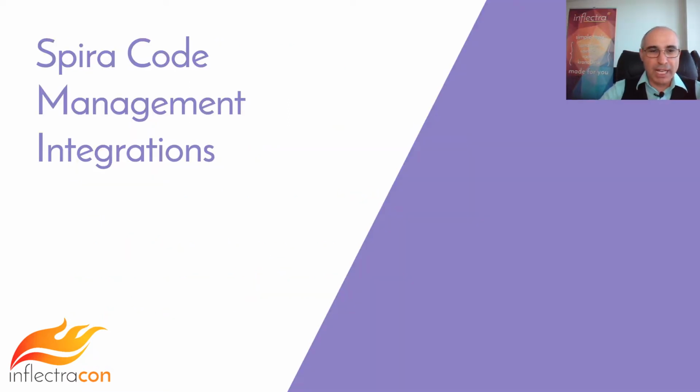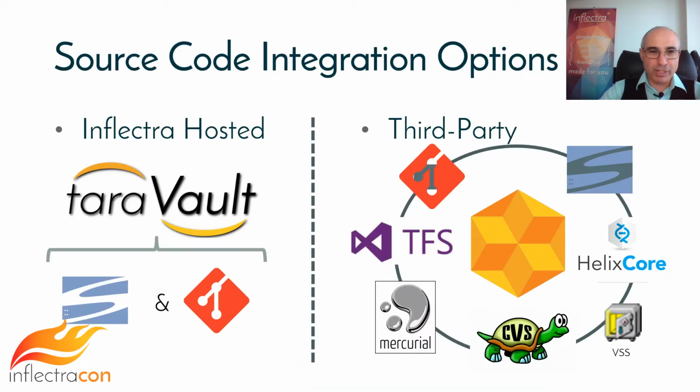First of all, let's talk a little bit about the integration options that we provide with Spira. If you are on our cloud platform, then by default, you will have the option of using TaraVault. TaraVault is a completely integrated, secure cloud system for Git and Subversion repositories. Most of our clients use Git for distributed version control. We do have some clients that use Subversion if they're dealing with very large files and prefer a more centralized version control workflow.